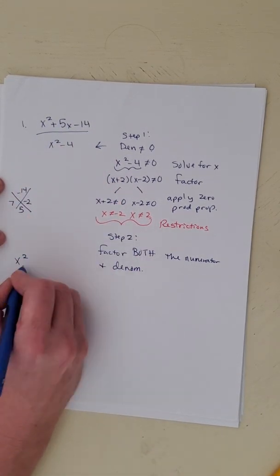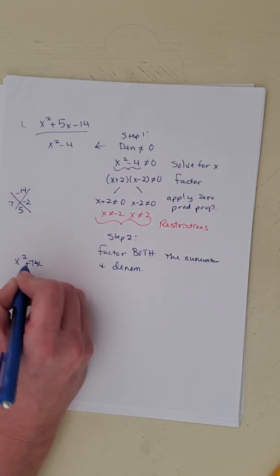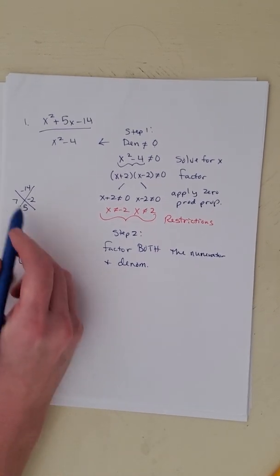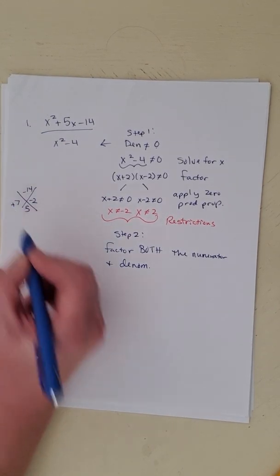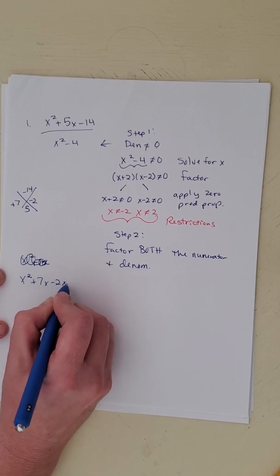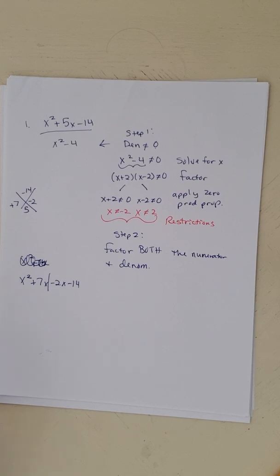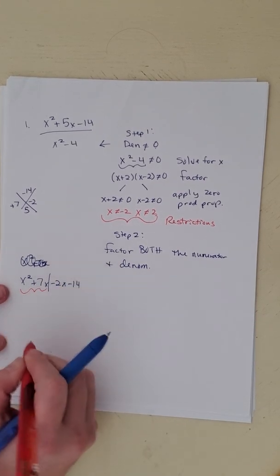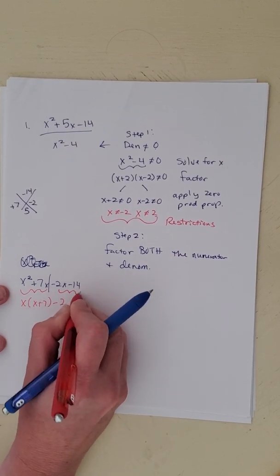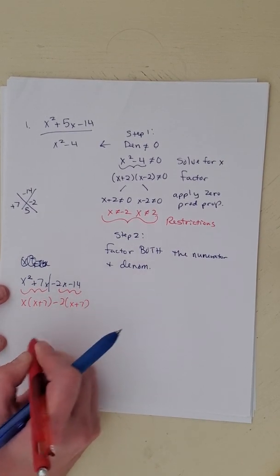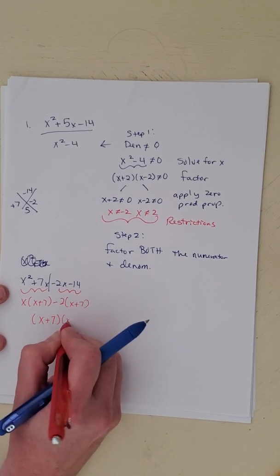I'm going to start that again because I messed it up. x squared plus 7x minus 2x, and then minus 14. And I'll take out the GCF of each side. So factor by grouping. That gives me x plus 7, and minus 2, x plus 7. Watch your signs here. And so the numerator factors as x plus 7, x minus 2.